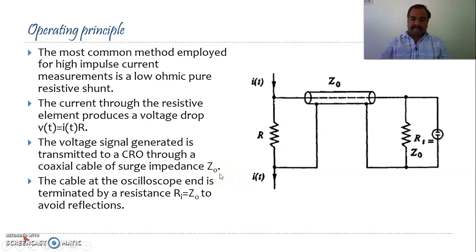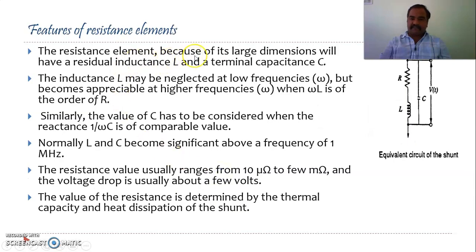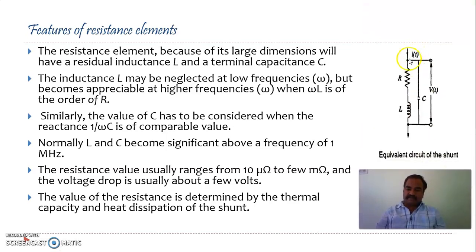And now see here, the resistance elements, because of their large dimensions, most of the time do exhibit L and C, which we neglect in case of DC measurements. But in case of AC and impulse measurements, we are supposed to count this L and C also. So this L and C will be represented in this format. This was the original R, but it has a stray inductance and a stray capacitance. This is the equivalent circuit of the shunt.